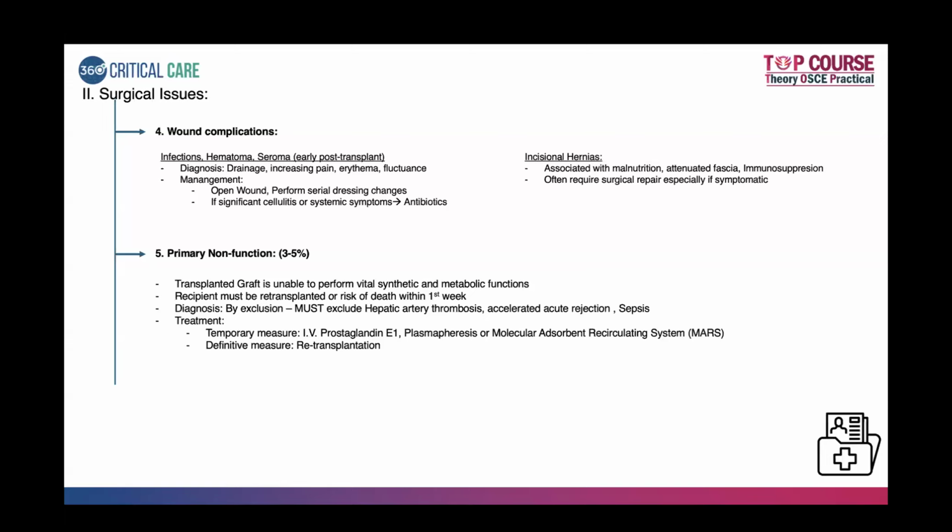Regarding the treatment, the definitive treatment is definitely retransplant. But as temporizing measures, you can go with prostaglandins, plasmapheresis, or MARS. With regard to the surgical related issues, we saw 5 issues. One was hemorrhage. Vascular, that is arterial thrombosis, hepatic artery thrombosis, hepatic venous thrombosis, or portal vein thrombosis. Then biliary complications, either in the form of a leak or a stricture. Then wound complications: wound site infections, hematomas or seromas, or incisional hernias. And last is primary non-function.